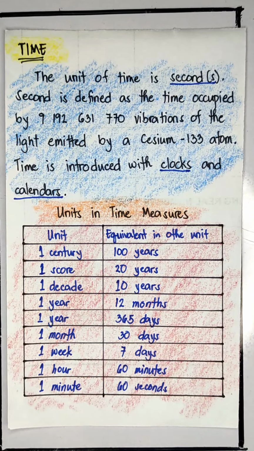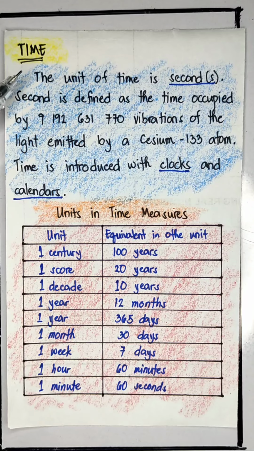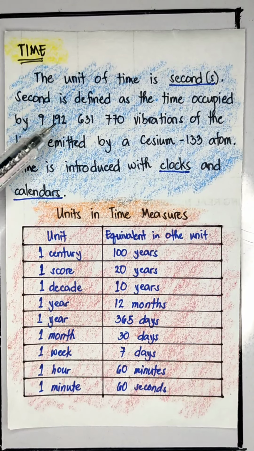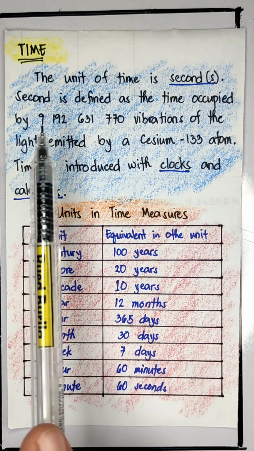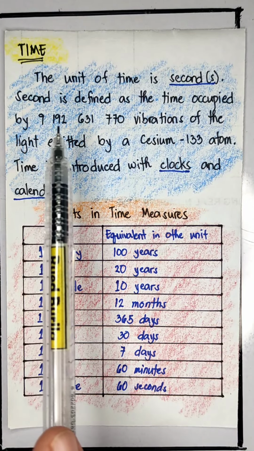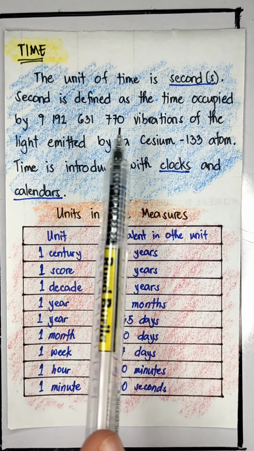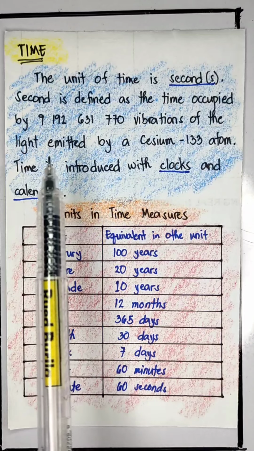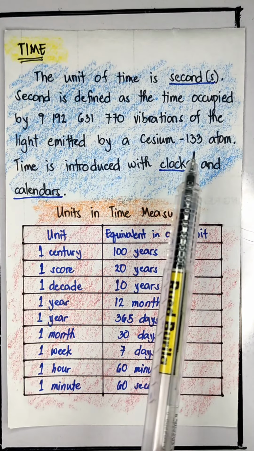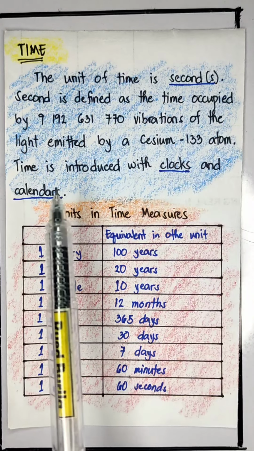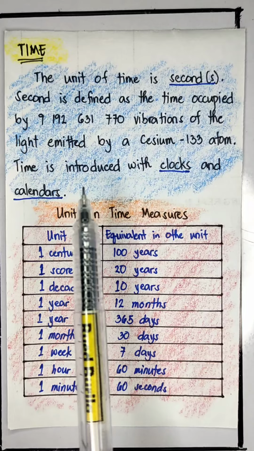Okay, another measurement: time. The unit of time is the second, or seconds. A second is defined as the time occupied by 9,192,631,770 vibrations of the light emitted by a cesium-133 atom. Time is introduced with clocks and calendars.